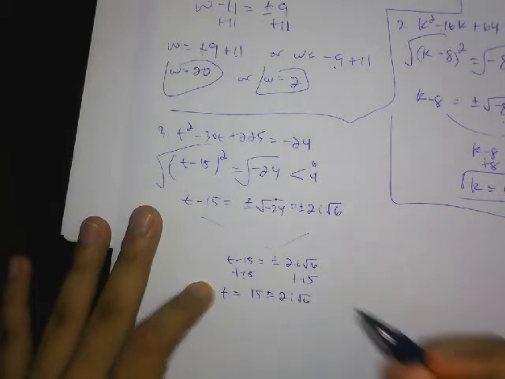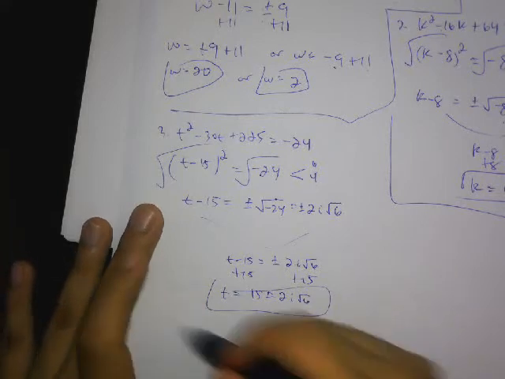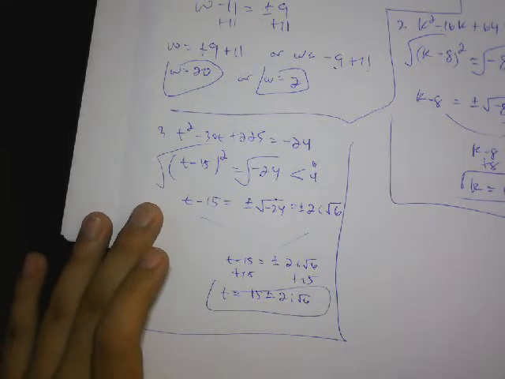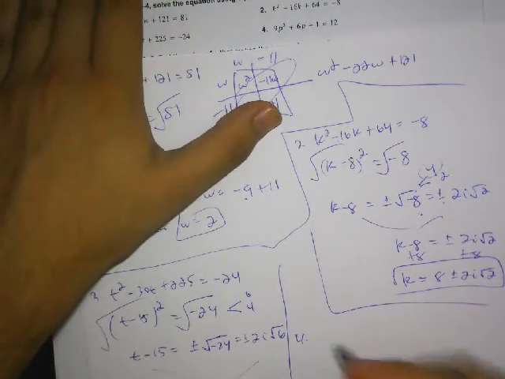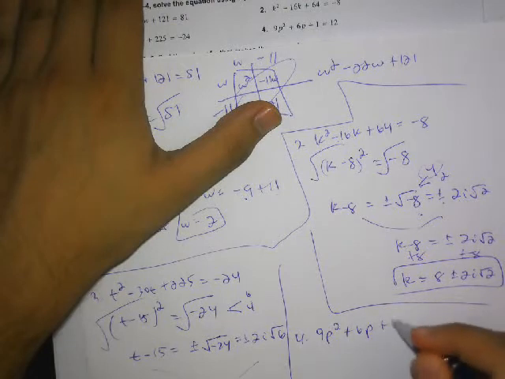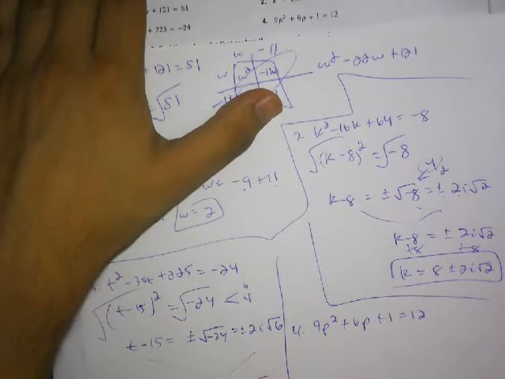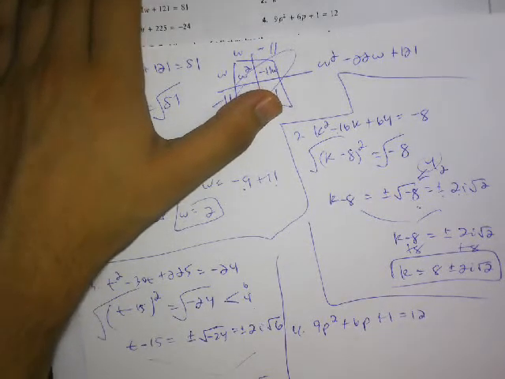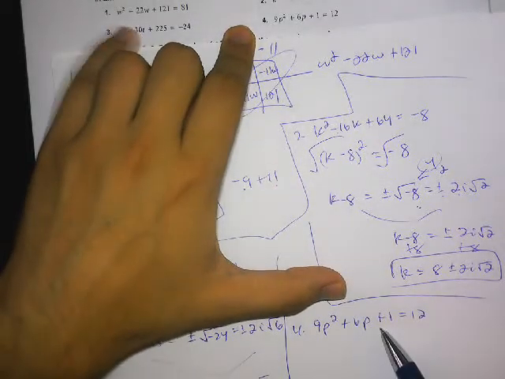Alright, number 4. Number 4 says 9p squared plus 6p plus 1 is equal to 12. Alright, so here our strategy is going to be a little different. The first thing I'm going to do is subtract 1 from both sides. So subtract 1, and we have 9p squared plus 6p is equal to 11.